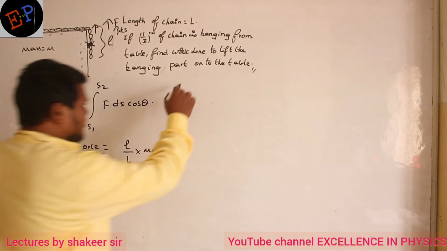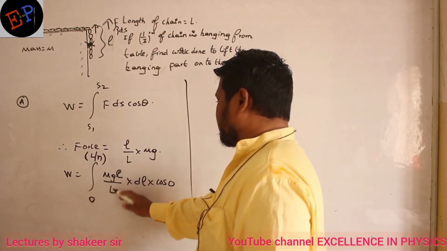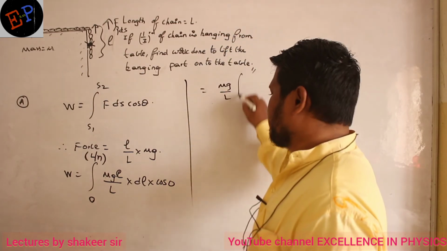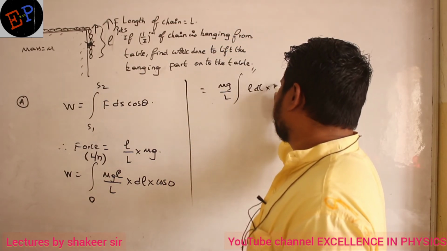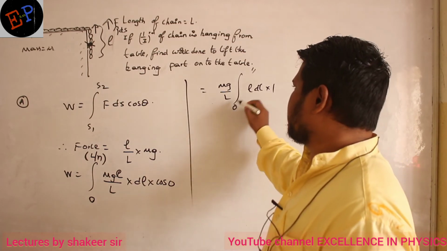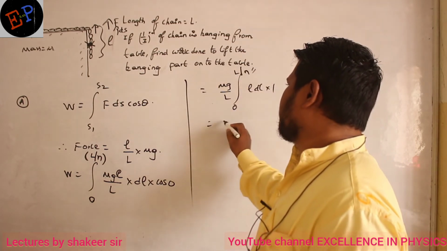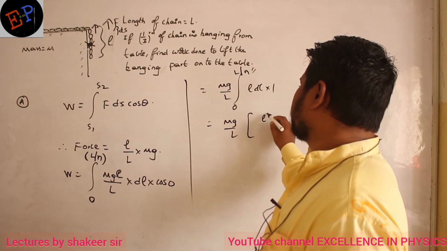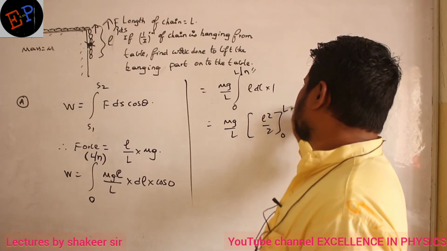Are you able to understand? Now just do the calculation. mg by capital L is constant, so you take it outside. Integration of small l dl multiplied by cos 0, whose value is 1, with limits from 0 to L by N. So mg by L multiplied by the integration of l, which is l square divided by 2, with limits from 0 to L by N.